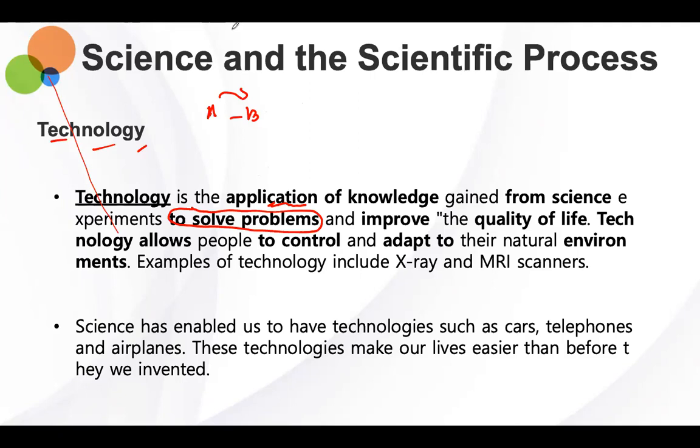All right, so technology allows people to control and adapt to their natural environment. Right? So we go into a new environment. Say we move from our house and we go to another village, right? The village will have a certain type of technology that will help them to have a better life.